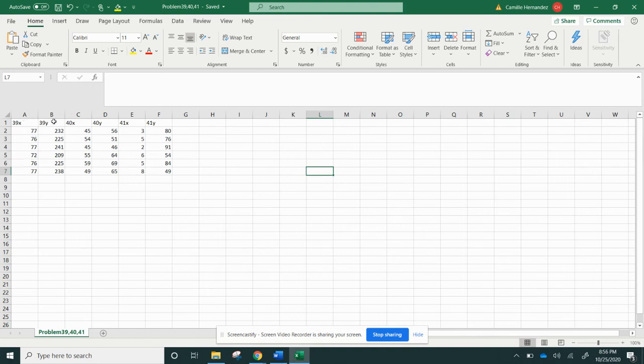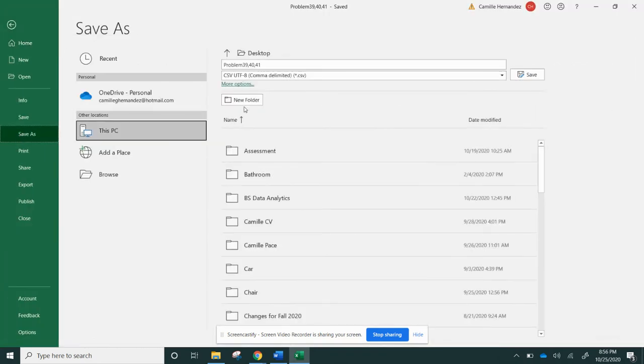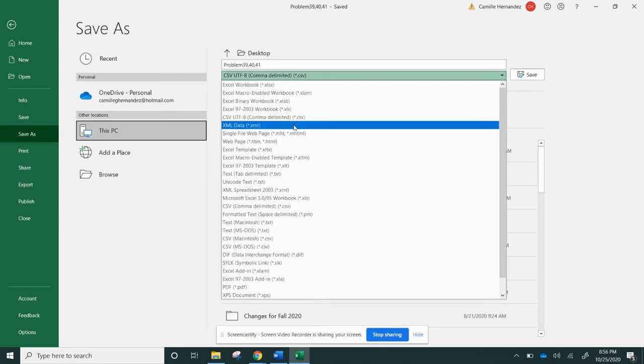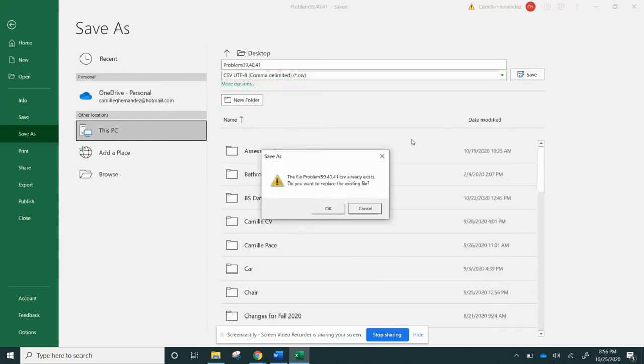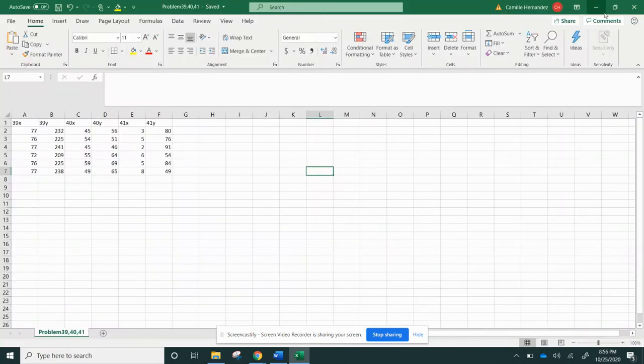And I did my X's and my Y's to make sure. And when I save it as a comma delimited file, that's the only thing SALT will read. And I'm going to hit OK. And I know where it is.